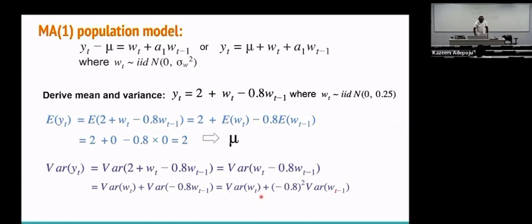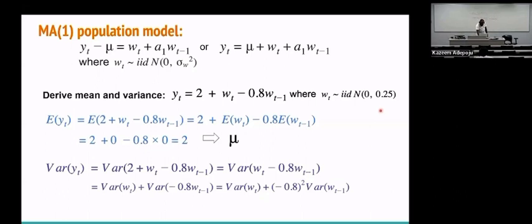Now, I want to award another extra credit. Can somebody tell me what is the variance of WT and what is the variance of WT minus 1? Don't forget, WT is the current white noise, and WT minus 1 is the immediate past white noise. Can somebody tell me? Go ahead. 0.25. Thank you so much. That is it. The variance of WT is what you see. So always make sure you pay attention to the specification of the distribution of the WT.